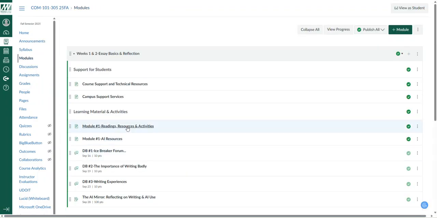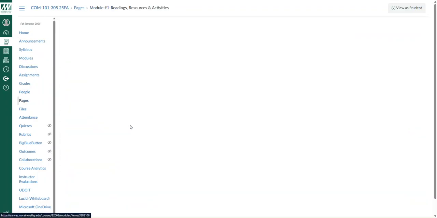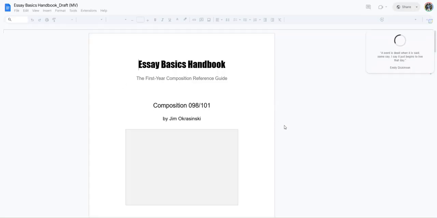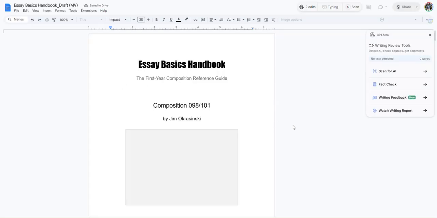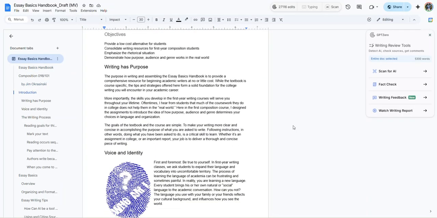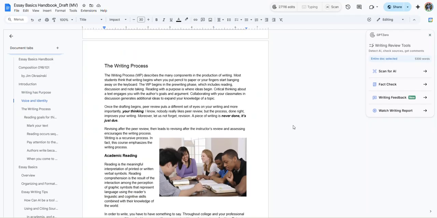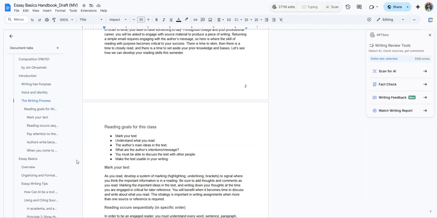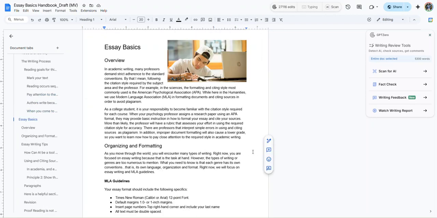Once again, I want to point out the readings, resources, and activities. The Essay Basics Handbook is a must read for some students because it'll help you with some great tips on writing college essays. I urge everyone to read through the beginning of the particular handbook. This is a COVID era remnant that I use in all of my classes. It's a free online version.